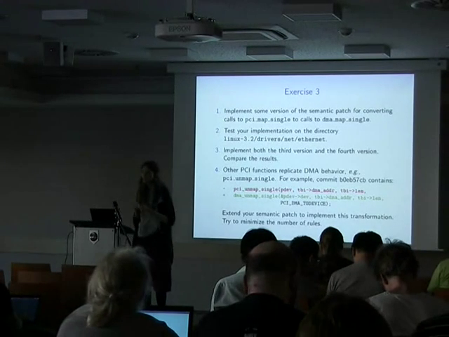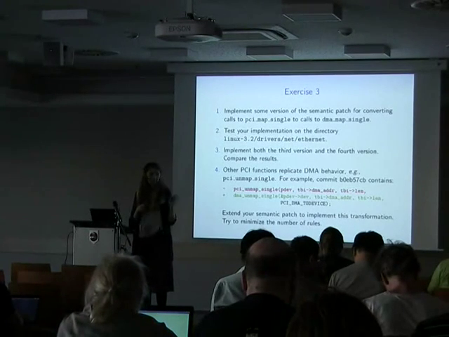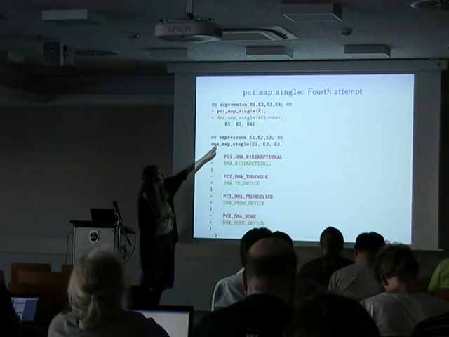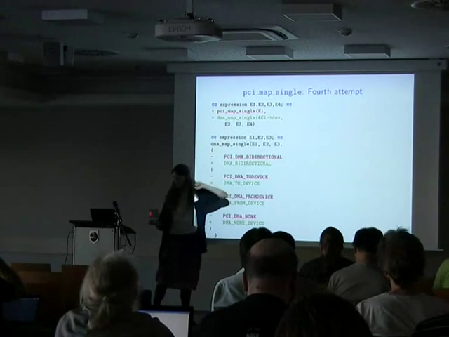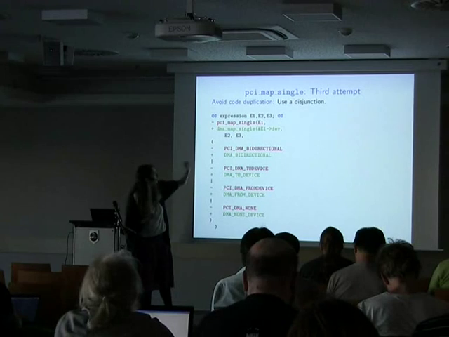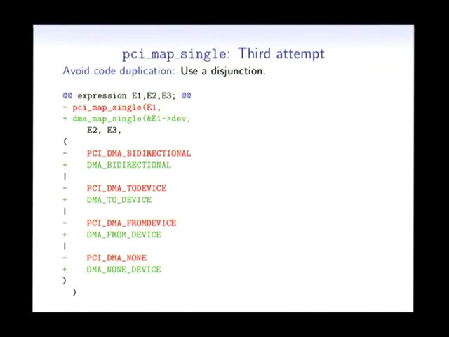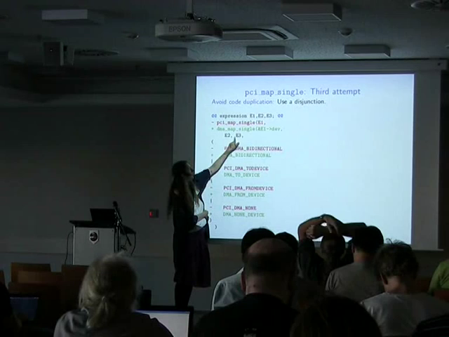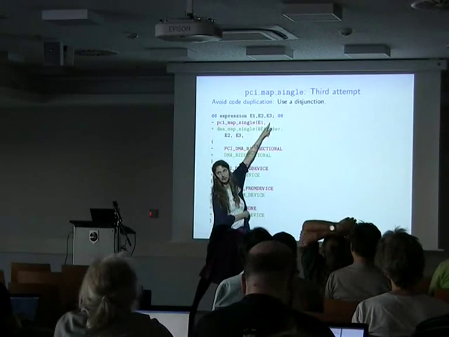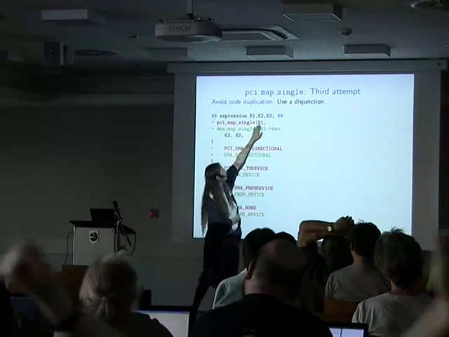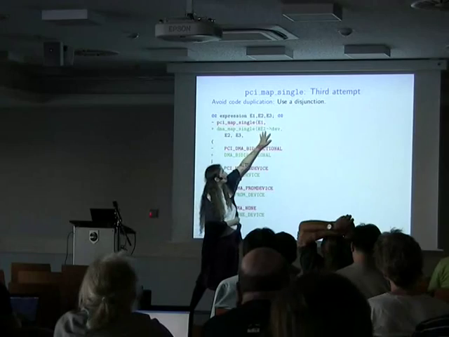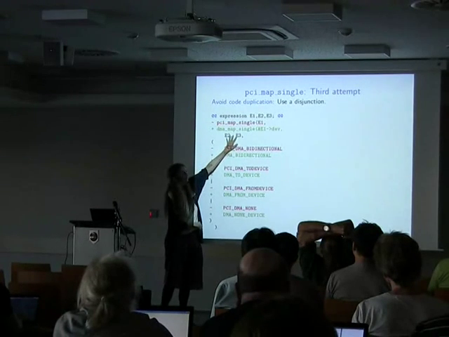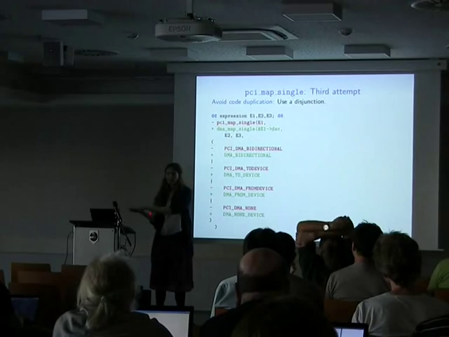Okay, so I want to make a point, because the question was actually an interesting one. In my rule here, for example, up here, I have PCI map single E1, because E1 is going to change, but I don't have E2 and E3. I didn't put them up here on this line. What I could have done is PCI map single E1, E2, E3, and then DMA map single E1 ampersand dev, E2, E3. If I had done that, then I would be removing E2 and E3 and adding them back again.